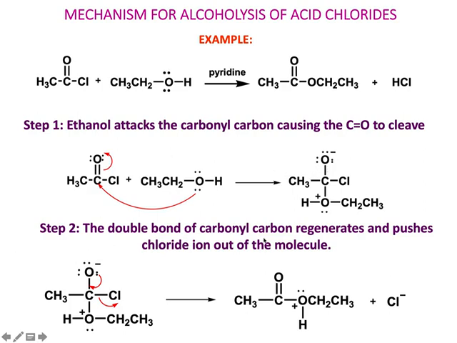Step 2: the carbon-oxygen double bond regenerates and pushes the chloride ion out of the molecule. So step 2 must have the word regenerate. How? Because the intermediate's negative charge will move its electron to here to form elimination. Elimination means forming a pi bond between C and O, and then the Cl leaves from this carbon, but this one remains.